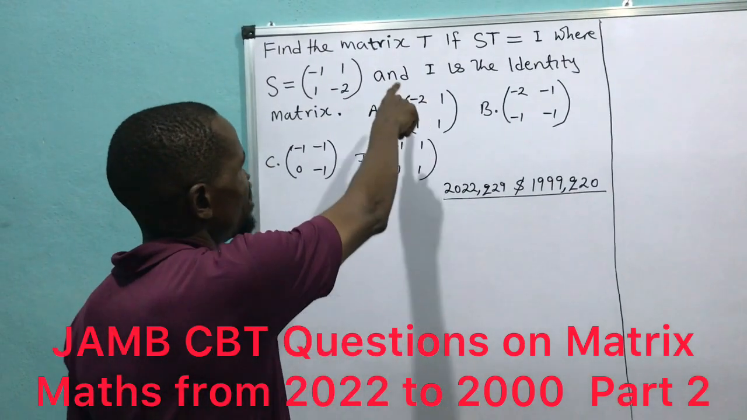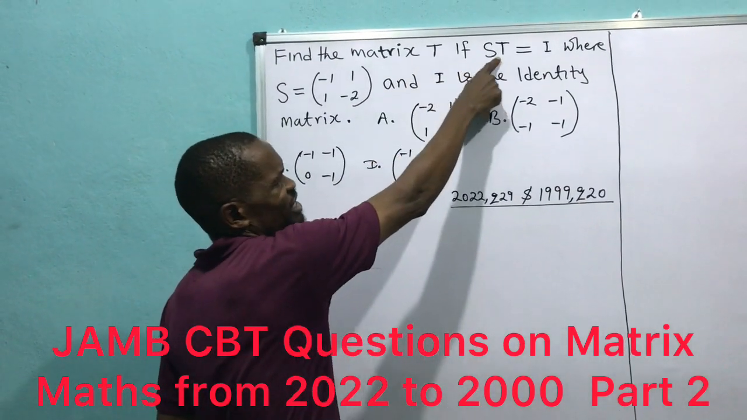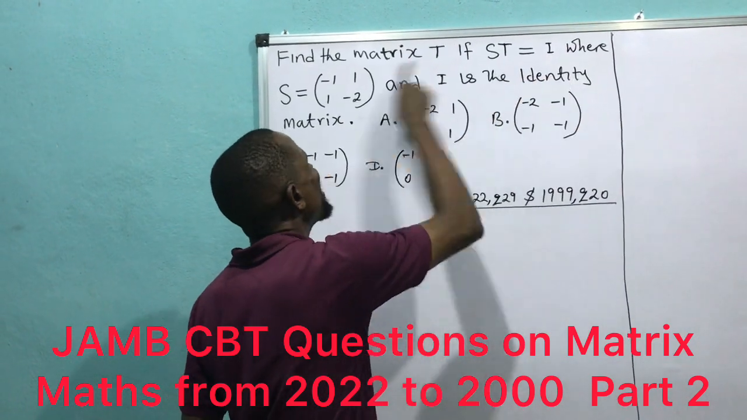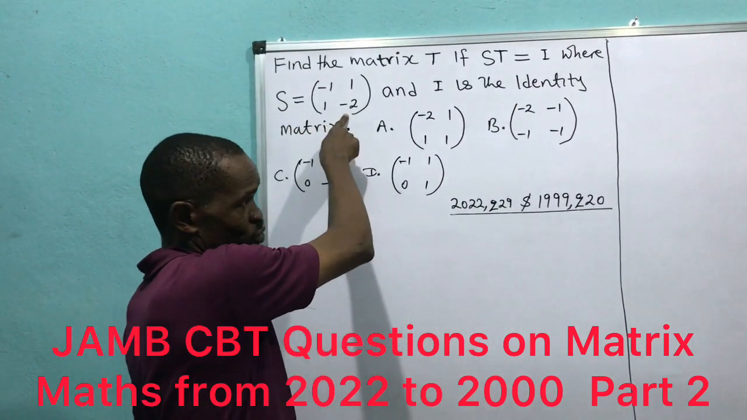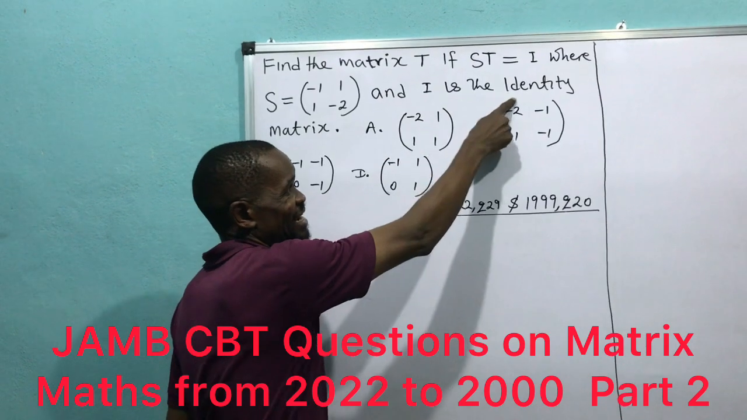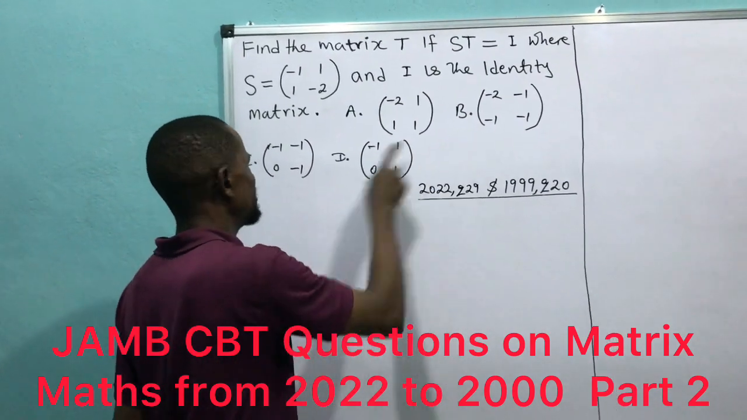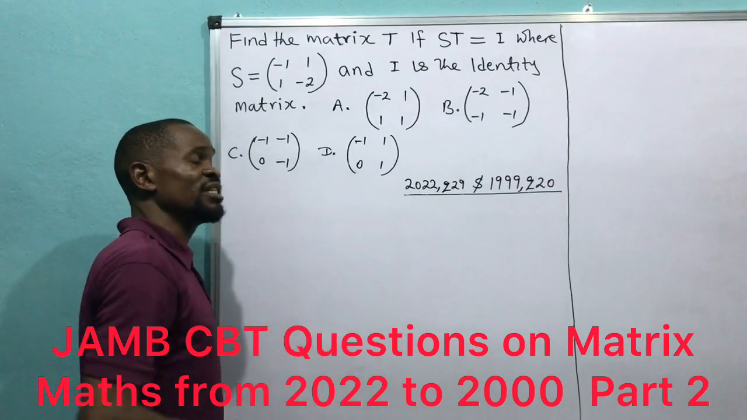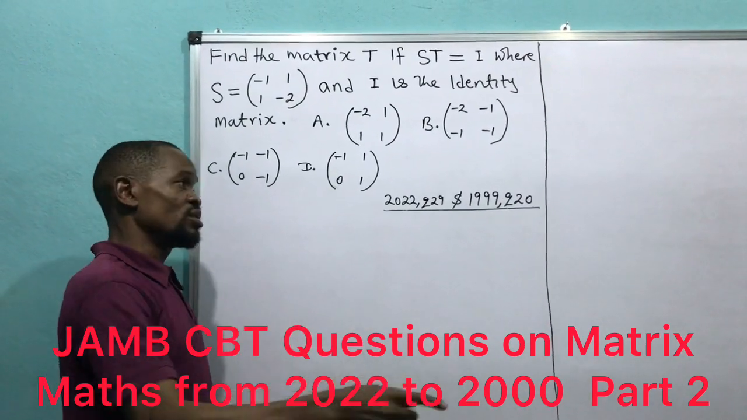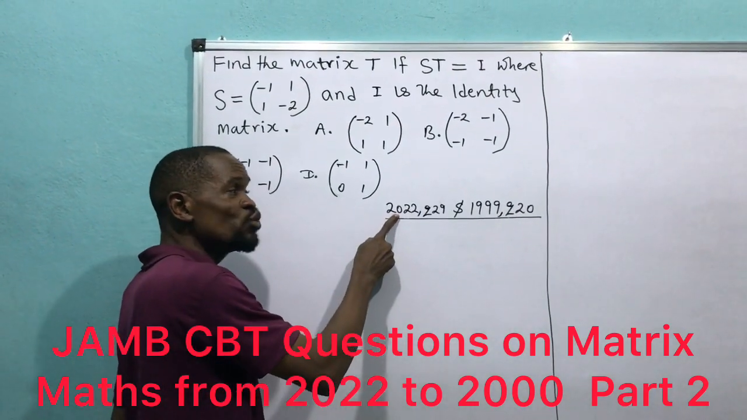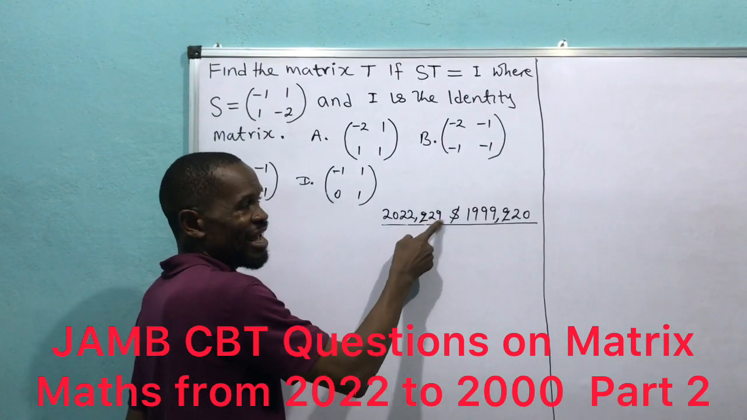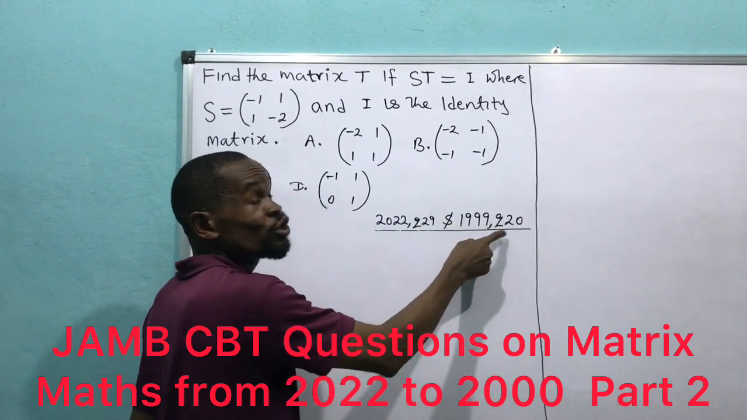Find the matrix T if XT equals I, where X is a 2 by 2 matrix and I is the identity matrix. Option A is this, option B is this, option C is this, and option D is this. This question was asked in 2022, question 29, and in 1999, question 20.